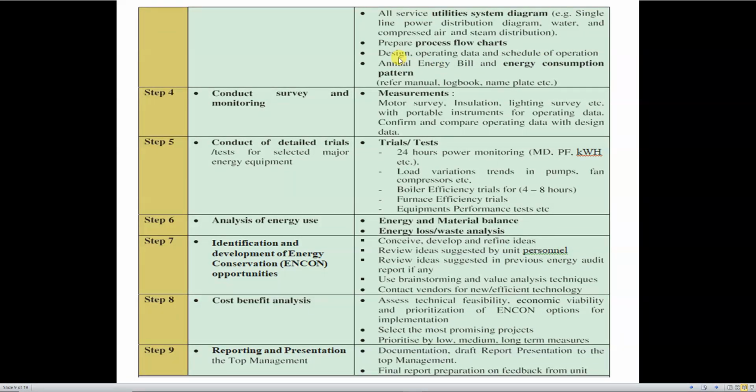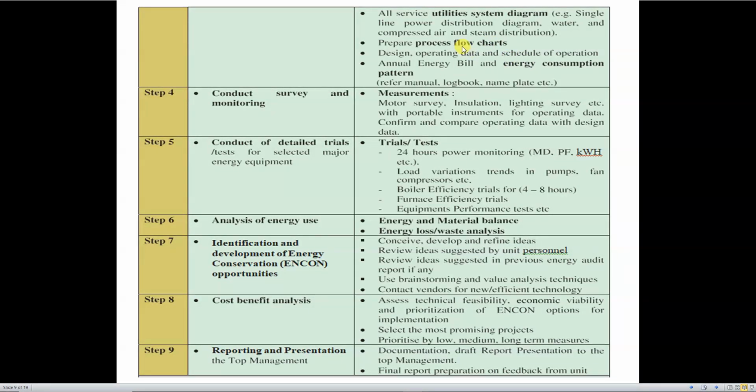We can design the audit, how it is going to be. Then we can use the operating data of the company, and then we can schedule the operation. Suppose you want to audit a particular furnace or a particular combustion device, then you can schedule it depending upon the process flow of the particular industry. You can schedule the operation of a particular equipment according to the convenience of the company.